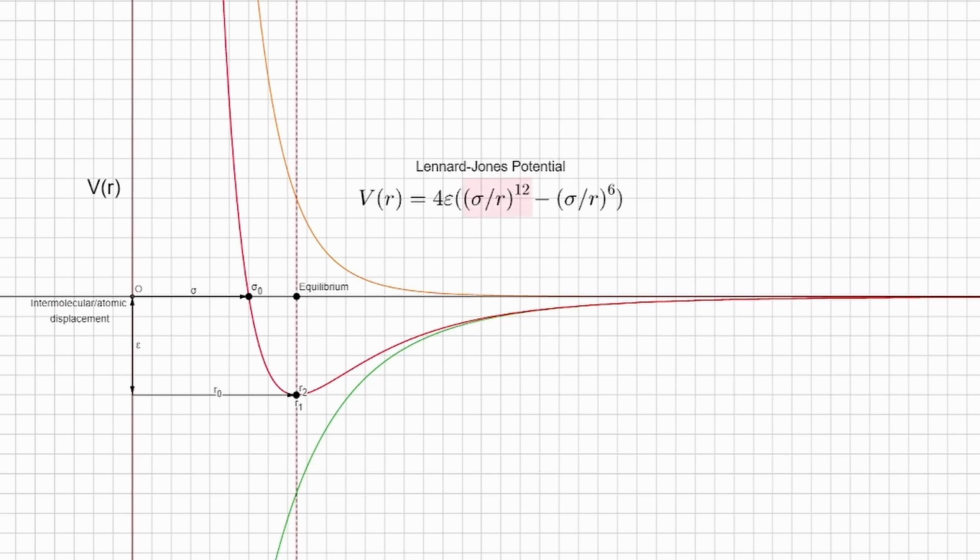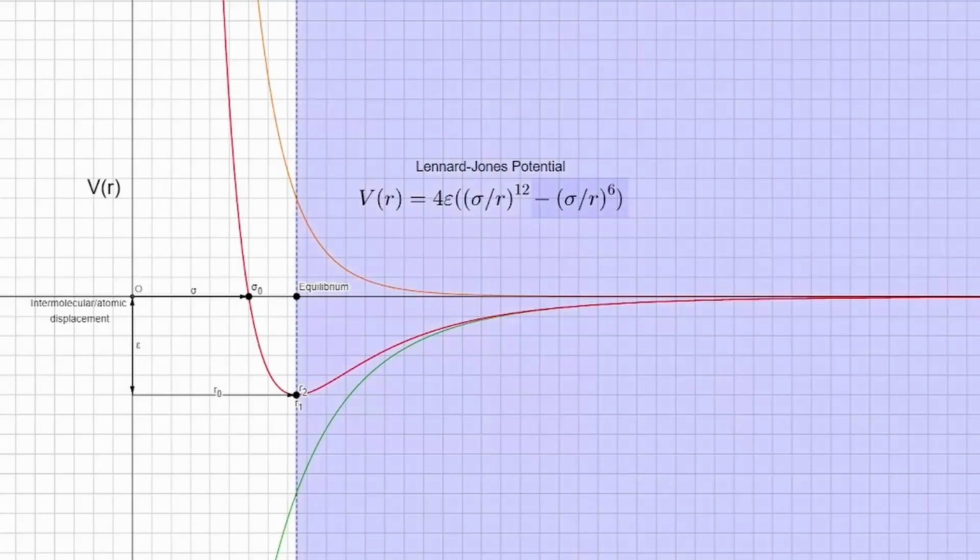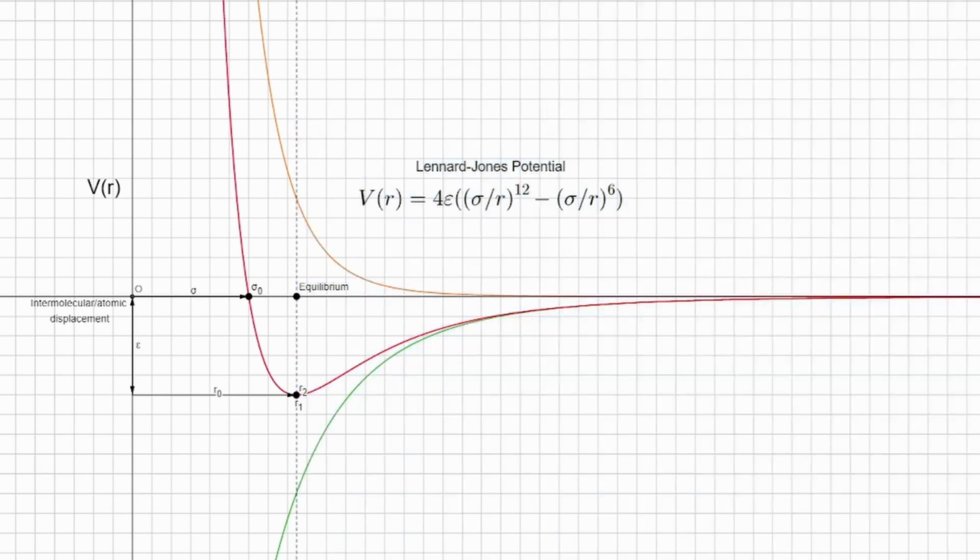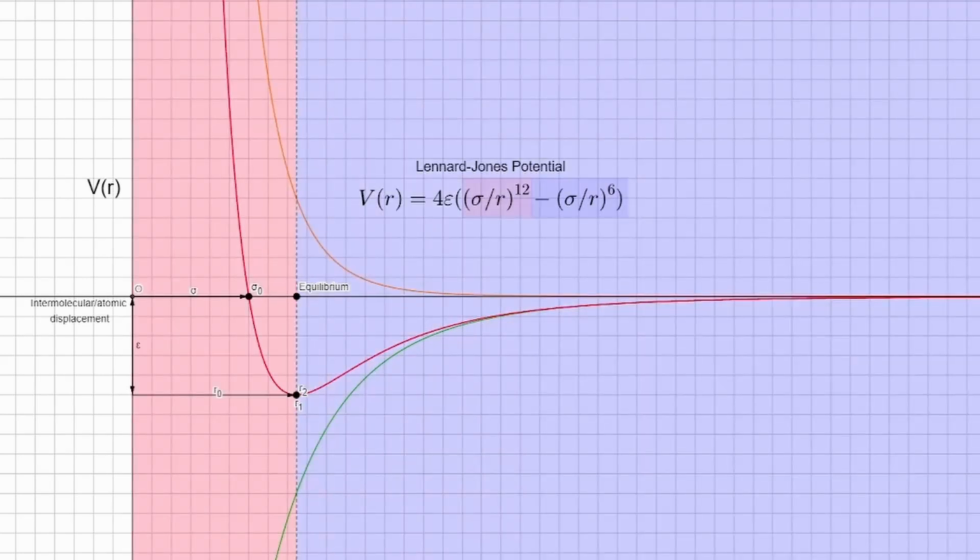This part of the function corresponds to the repulsive region on the graph. It's governed by the Pauli exclusion principle, and this part of the function corresponds to the attractive region of the graph. And it's governed by the van der Waals force, which is a comparatively weak electrostatic force. So, we have a repulsive region, and we have an attractive region. This seems like a perfect recipe for oscillations, and that's what we get.